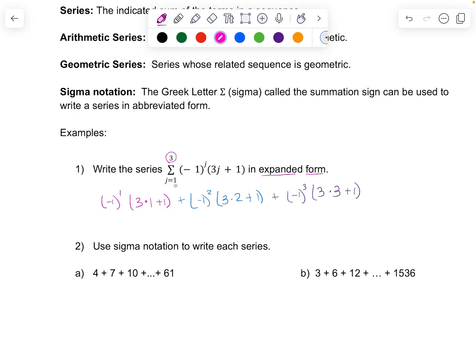So negative 1 to the first is negative 1. 3 times 1 is 3, plus 1 is going to give me 4. So this is going to be negative 4, plus negative 1 squared is 1. 3 times 2 is 6, plus 1 is 7. So then 7 times 1 would give me 7. Plus negative 1 to the third is negative 1. 3 times 3 is 9, plus 1 is 10. Negative 1 times 10 is going to give me negative 10. And this would actually be my final answer, negative 4 plus 7 plus negative 10.